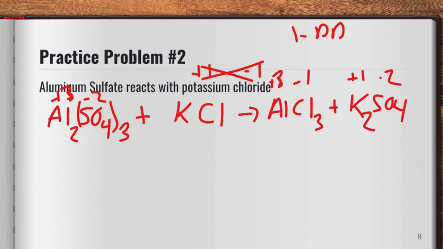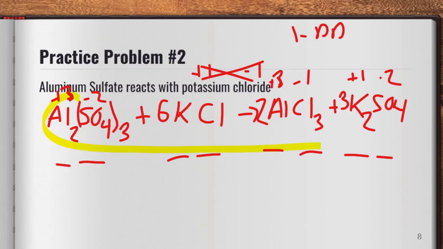So now that we've written everything correctly, we need to just go through and balance our equation. So let's take a look at sulfate. There are 3 SO4s to the left of the arrow. There's 1 to the right of the arrow, so let's put a 3 in front of here. That gives us 6 total potassiums. So here we need to put a 6. That gives us 6 chlorines, 3 on the right side, so we need to put a 2 there. And that gives me 2 aluminums and 2 aluminums. So my equation is completely balanced.